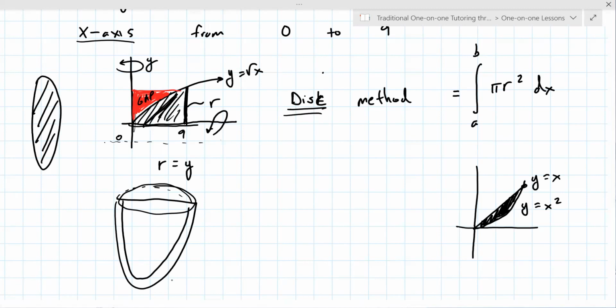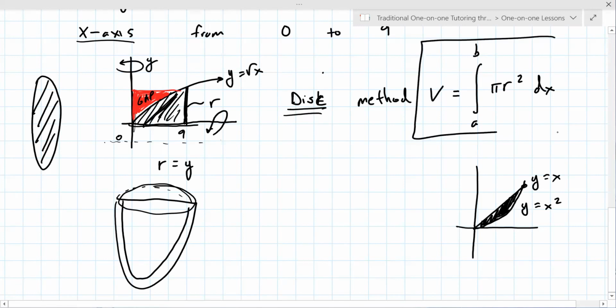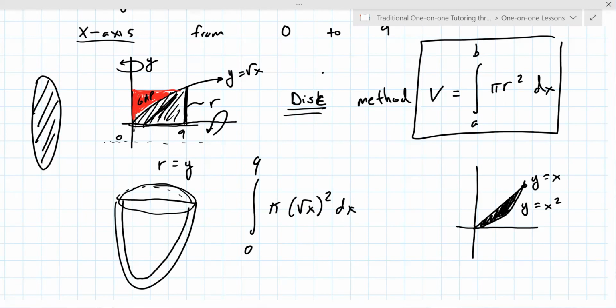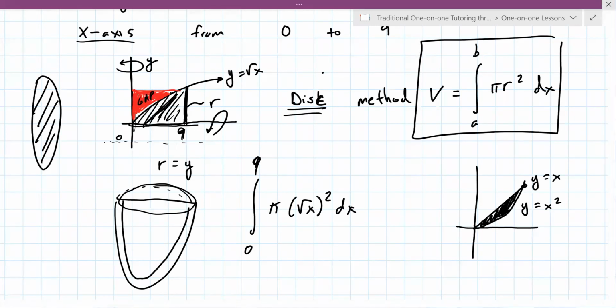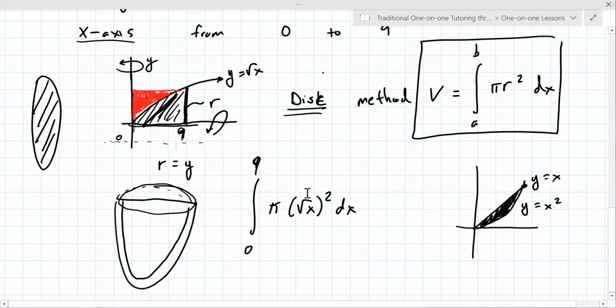So the mechanics of actually finding the volume are pretty straightforward. Once you identify your a and b, which in this case is 0 to 9, and you identify your r is y, but we want y in terms of x, it's the square root of x, squared, dx. It reduces to a problem that you already know how to do. So wait, that's a 9, right? Not a 4. That's a 9, sorry. Okay, yeah, 9. So then you just do the antiderivative. You simplify a little bit here.